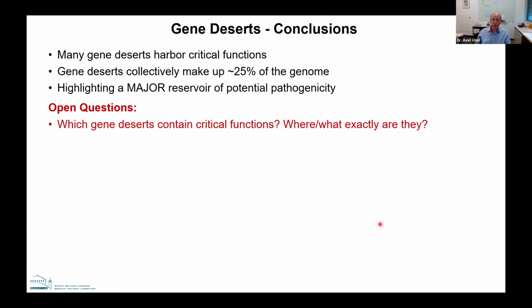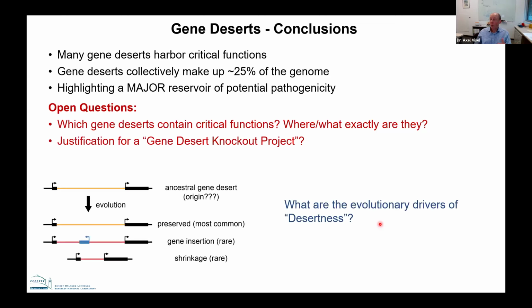Something that would be really important to understand is which of the deserts contain critical functions, and which of them don't. I think this would be a very important piece of information for interpreting, for example, medium-size indels that we see in human data. If we see indels that fall entirely within a desert that we know is not required for viability, they are much less likely to be causative of a phenotype that we see in a patient. At this point, we don't know yet how to exactly distinguish those that are causing a major phenotype versus those that don't.